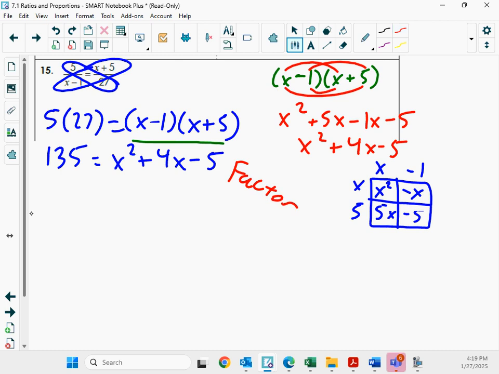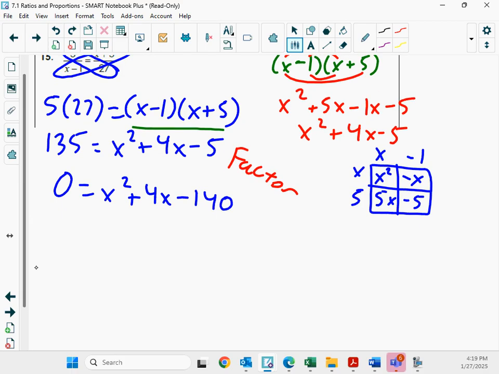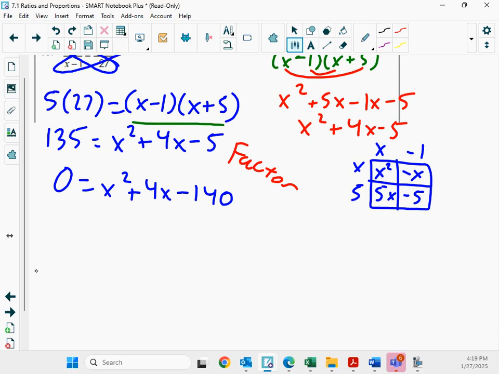Now, when we factor, rule number one is we must be equal to 0. So I need to subtract that 135 over. Second piece of factoring, I call it the morning method. There's other methods. There's the X thing. I've seen people use that same area method or box method to factor. I use what I call the morning method. You could use your own method if you have a better one that works for you. I'm looking for two numbers that are going to A, add to positive 4, and M, multiply to negative 140.